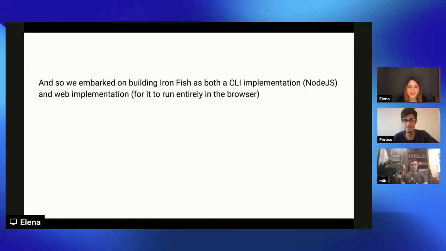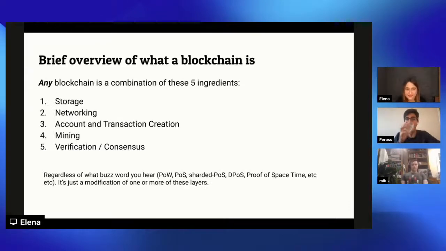So we embarked on building an Ironfish node that works both as a CLI implementation, and I'll go over why we need that, as well as a web implementation that works entirely in the browser. Here's a brief overview of what a blockchain is. If you have heard of any other blockchains, Bitcoin and Ethereum are obviously the biggest two. But if you've heard of other buzzwords like proof of stake, sharded proof of stake, delegated proof of stake, or proof of space-time, basically any blockchain can be broken down into 5 layers.